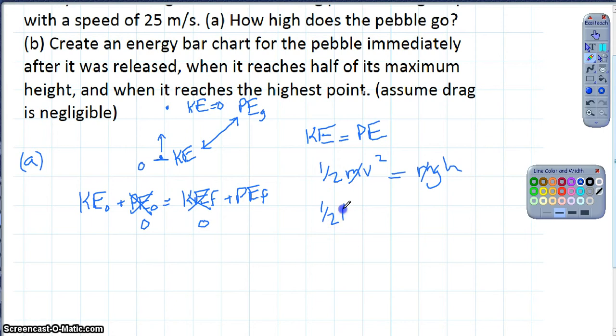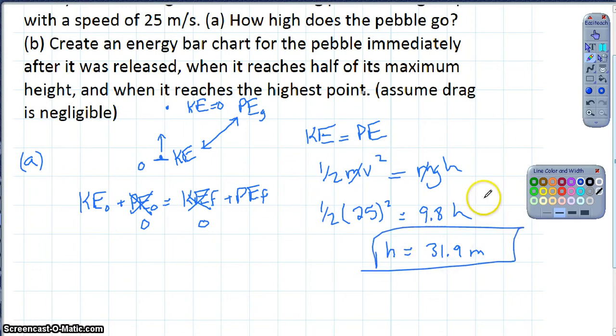So it'd be 1/2 times the velocity of 25 squared equals 9.8 times the height. Solving that out, I get h to be about 31.9 meters high. So I've got the height that it reaches. Again, if you did kinematics, you would find that it is the exact same answer.